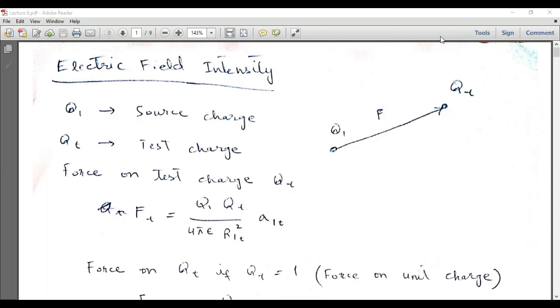In this lecture, I am going to explain the electric field intensity. So electric field is basically the field due to a static charge, and electric field intensity can be defined as the electrostatic force per unit charge. So in order to derive the mathematical expression for electric field intensity, we have to consider two charges, and one of those charges is actually a source charge, and the second charge is called a test charge.